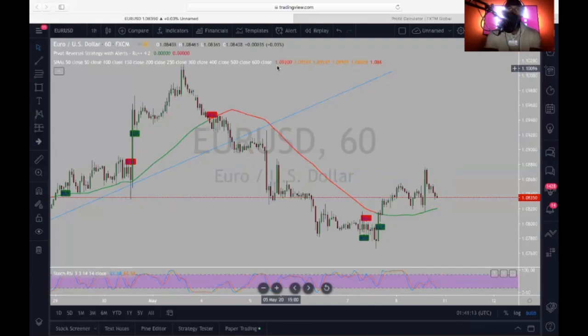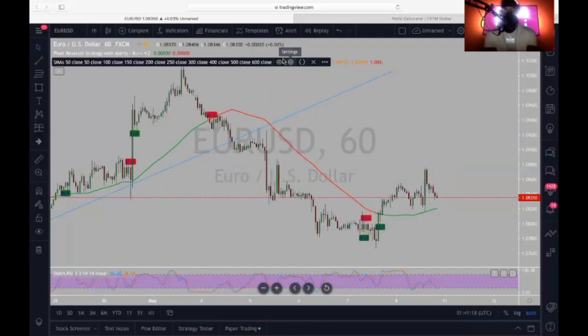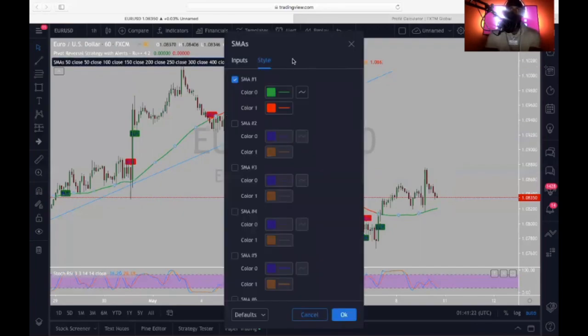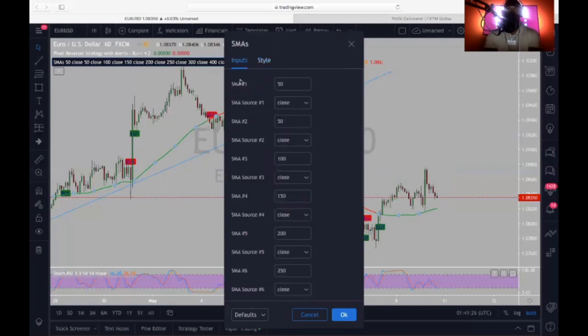So once you get that on here, you're going to go to settings up here at the top, just like with the pivot reversal strategy. We're going to go over to the settings icon, click on that. Then we're going to go to, first, inputs.